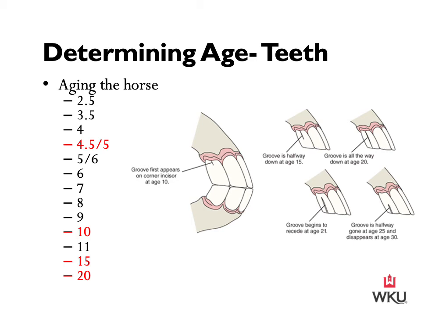At the age of 15, the Galvayne's groove will be about halfway down the tooth and the tables will begin to become more rounded. Once the horse turns 20, the Galvayne's groove will have reached the bottom of the tooth and the horse's teeth will now take on a sloped appearance. So at the age of 20, the Galvayne's groove will have reached the bottom of the tooth.